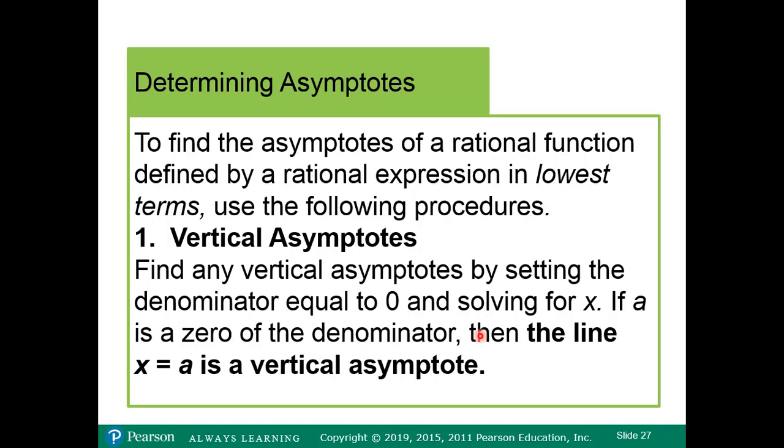Now, determining asymptotes. Here's what we have to do. Once we express the rational expression in lowest terms, we follow these procedures. First, vertical asymptotes. Find any vertical asymptotes by setting the denominator equal to 0 and then solving for x. If a is a 0 of the denominator, then the line x equals a is a vertical asymptote. That'll always be the case. So when you take the expression in the bottom, set it equal to 0, and solve it, whatever value you get that makes it equal 0 is where your vertical asymptote is located.